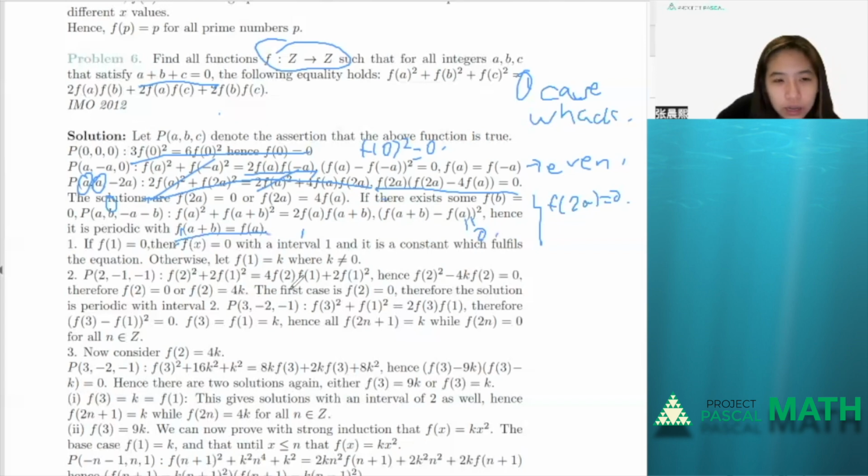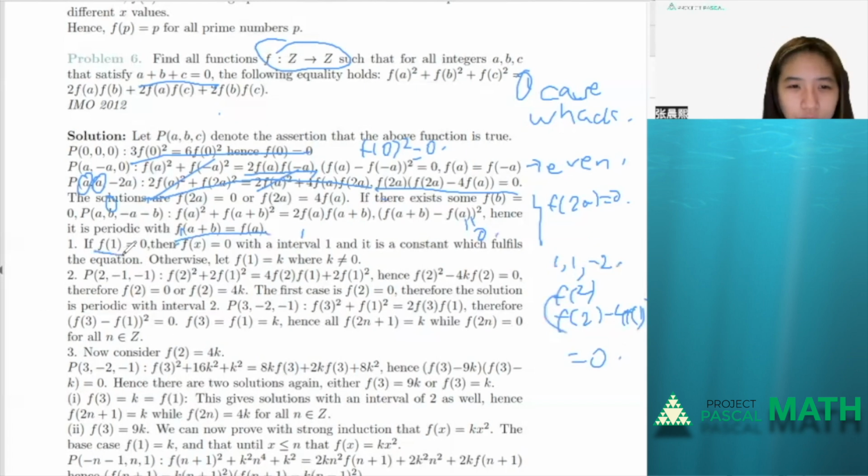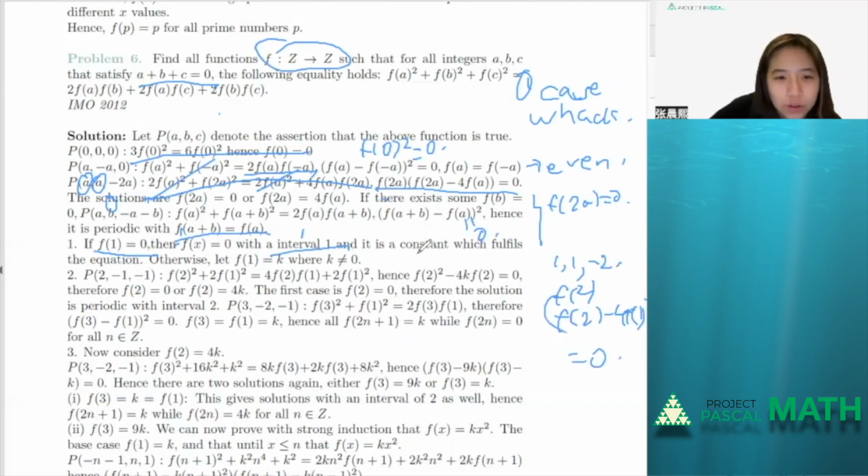Because you know that when you have like 1, -2 or something, you substitute and you get like f(2) and f(2) minus 4 f(1), something like that. And so when f(1) equals 0, then f(x) equals 0 with the interval 1. So basically it's a constant which fulfills the equation, so everything equals 0.